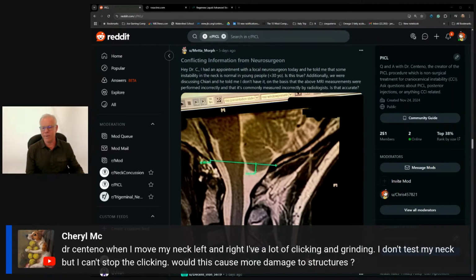Cheryl: Dr. Centeno, when I move my neck left and right, I have a lot of clicking and grinding. I don't pop my neck, but I can't stop the clicking. Does this cause more damage to structures? Yeah, so the clicking and grinding can be caused by injury, usually to the C1, C2 joint based on what you're describing, or it can be caused by instability in the C1, C2 joint, or both. I would live your life as best you can, obviously try to get that treated. I don't think I would go into a cervical collar to stop moving your neck, because then that's going to create other problems.